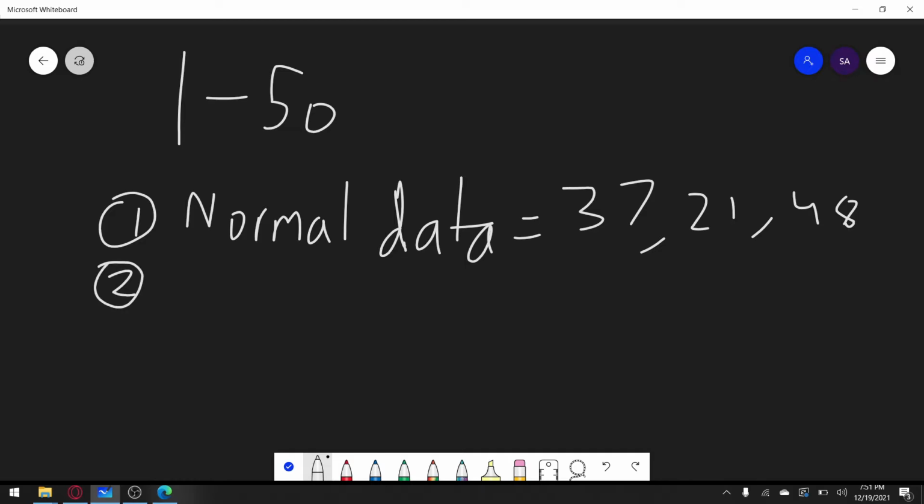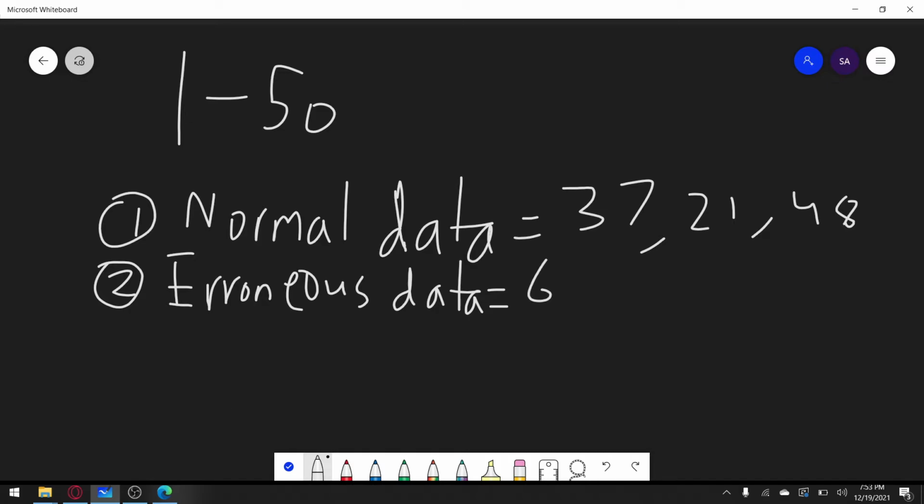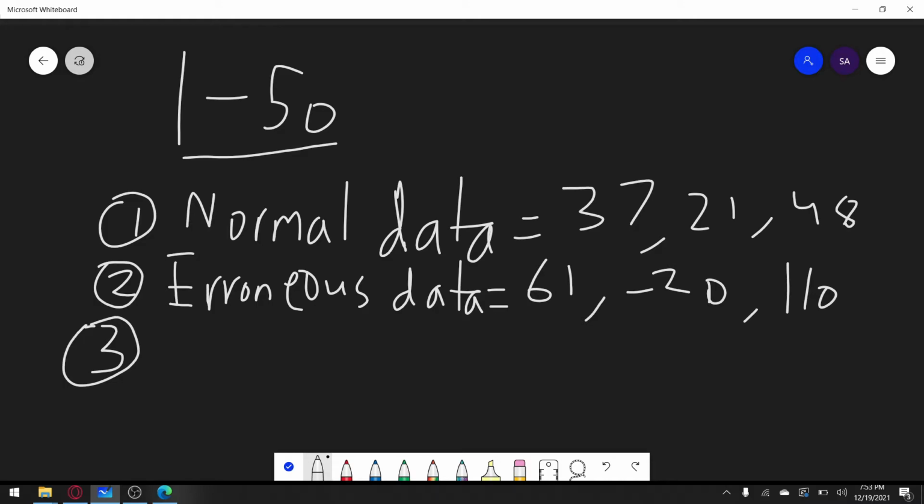Number 2 is erroneous or abnormal. Erroneous test data is basically anything that the algorithm would reject. So numbers like 61 or minus 20 or 110. These are outside of the range of 1 to 50, which is why they're going to be rejected by the algorithm.